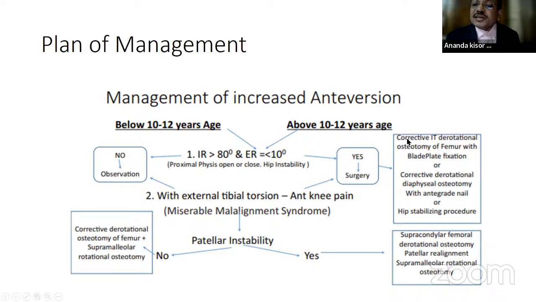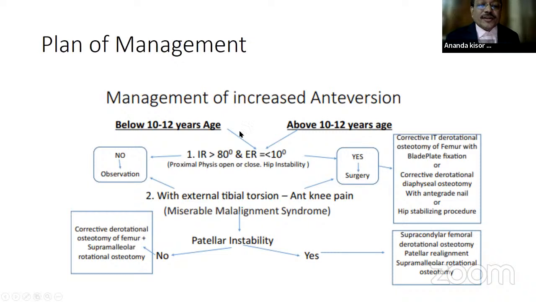So what are the surgeries? There is corrective intertrochanteric derotation osteotomy of the femur with blade plate fixation, or corrective derotation diaphyseal osteotomy with antegrade nailing, or a hip stabilizing procedure as hip instability is there.